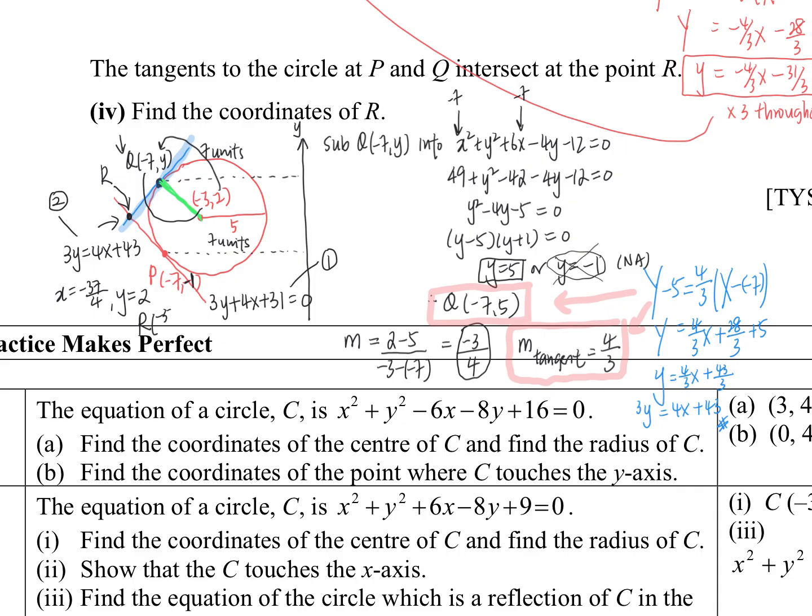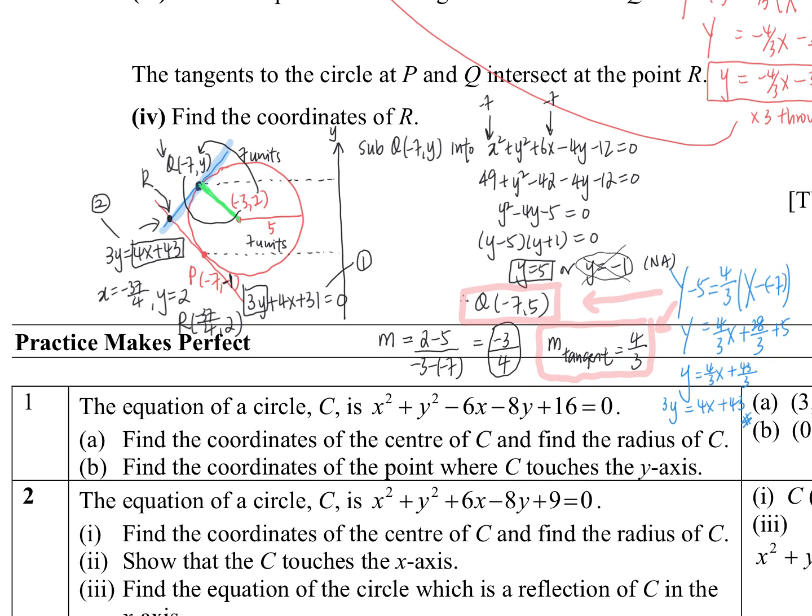Can I leave you to do your calculation? You can equate them. One is minus, one is plus. You just replace the 3y value with this. That means replace this with this. Then you can solve for x already. Okay, so R I write bigger. R, you should get minus 37 over 4, comma 2. So this is part 4's answer.